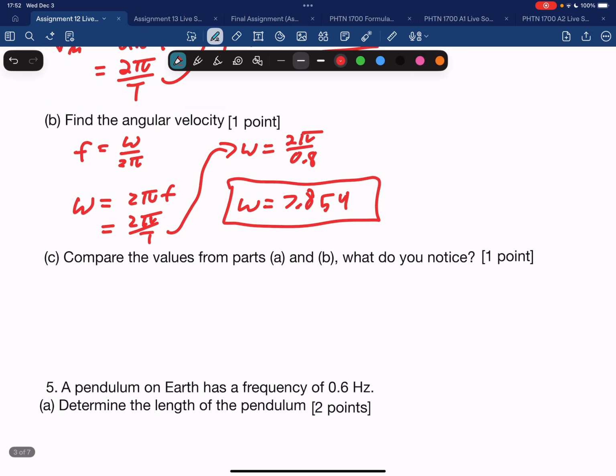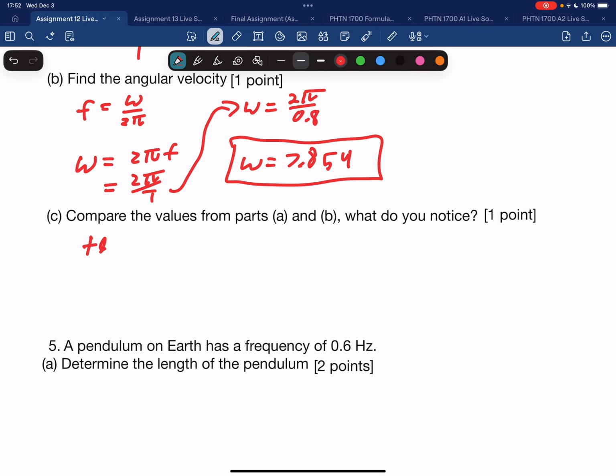Comparing the two values, they are identical. So you can conclude that, therefore, omega, the angular velocity, is equal to the square root of k over m for the mass on a spring.